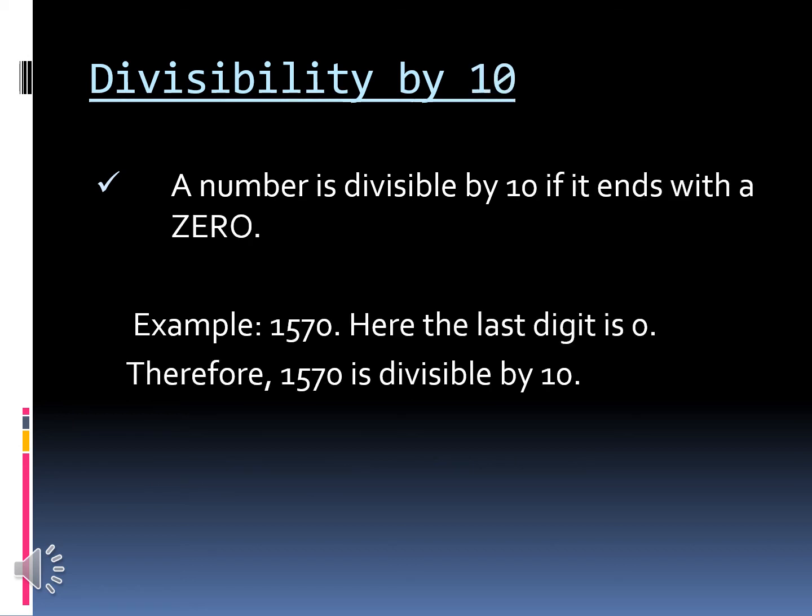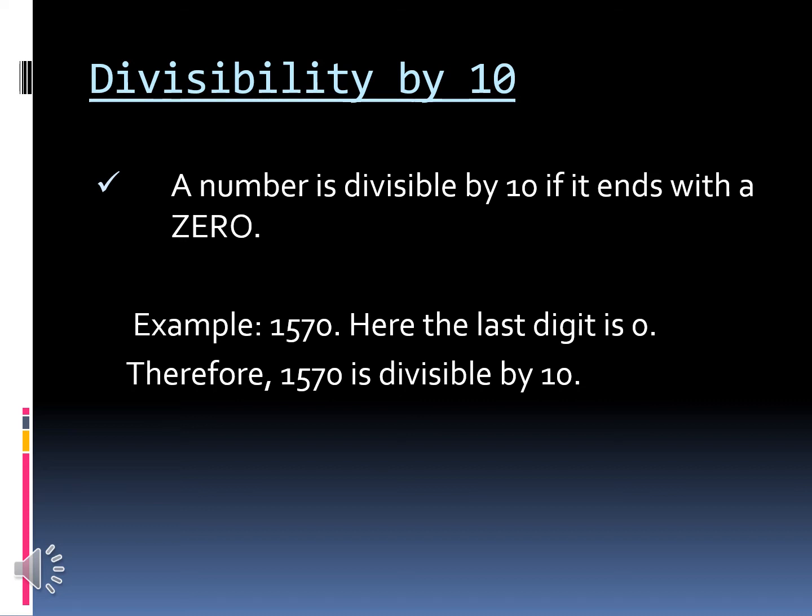Divisibility by 10. A number is divisible by 10 if it ends with 0. So we only have to see the last digit. If it is 0, then it is divisible by 10. If it is not 0, then it is not divisible by 10. One of the easiest.